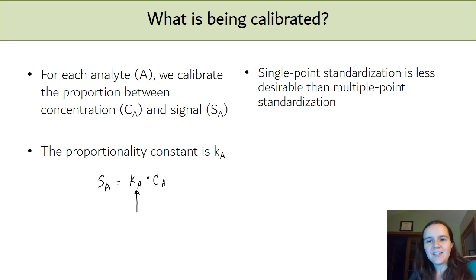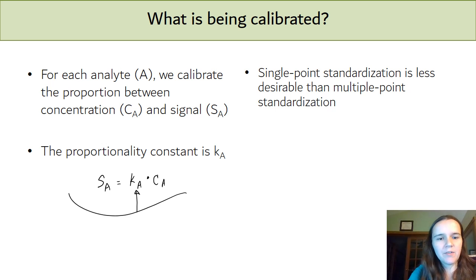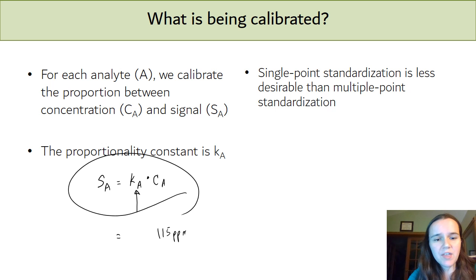Now you notice that single point standardization means just doing this one thing: saying, hey, look, I got a sample that was 115 parts per million, and I know that, and I get an absorbance of 0.4. And this allows me to get some proportionality constant here. And then I can use that forevermore, right? So we can do that.